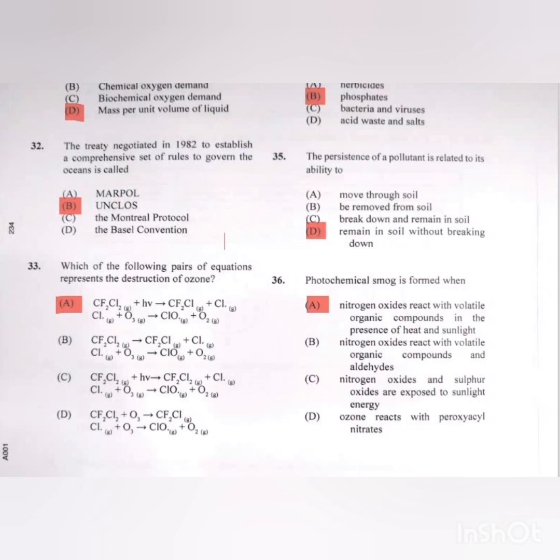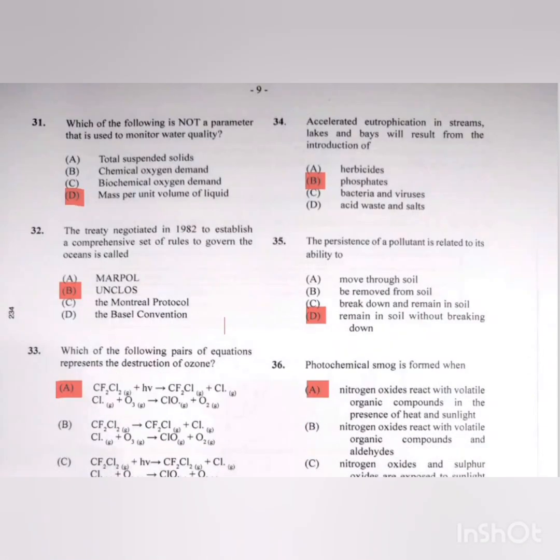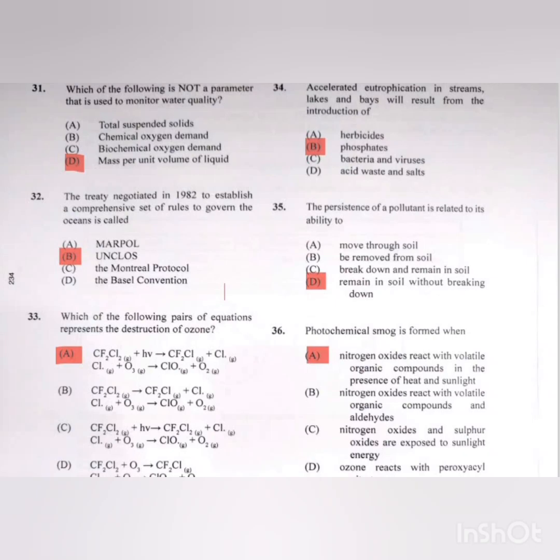CF2Cl2 plus hv gives you CF2Cl plus Cl. Cl plus O3, or ozone, gives you ClO plus O2. A. 34. Accelerated eutrophication in streams, lakes, and bays will result from the introduction of B. Phosphates. 35. The persistence of a pollutant is related to its ability to D. Remain in soil without breaking down.